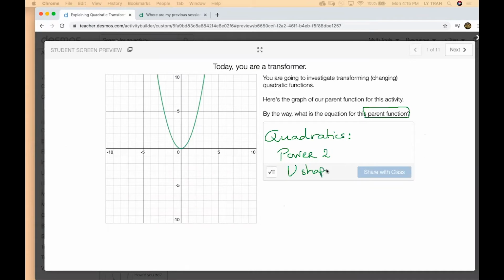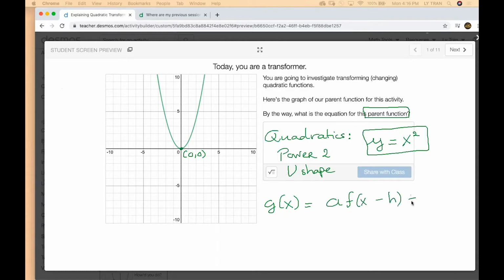Okay, so we have y equals x squared as the parent function of quadratics. And if you look at the shape, we got a U shape. It also starts from the origin, because our parent function always starts from (0, 0). So this is our parent function. Our goal today is to understand what kinds of transformations go in and how they affect the parent function. Here we have f of x minus h plus k.